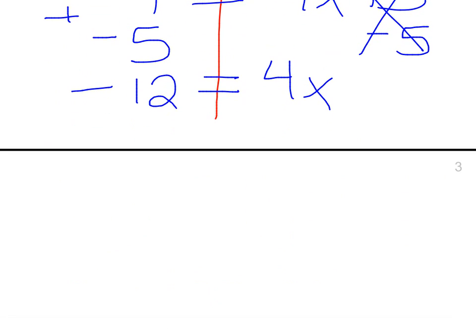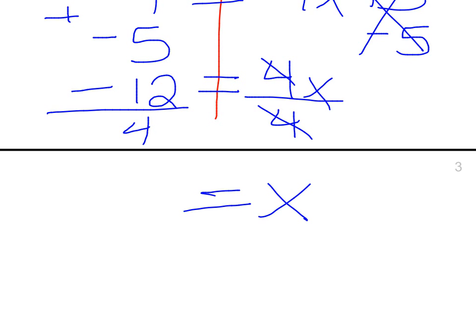So now we're going to get rid of the 4 that's with the x by dividing by 4. So we cancel those out. So I'm going to write divide by 4 over here. And I'm left with x equals negative 3, because negative 12 divided by 4 is negative 3.